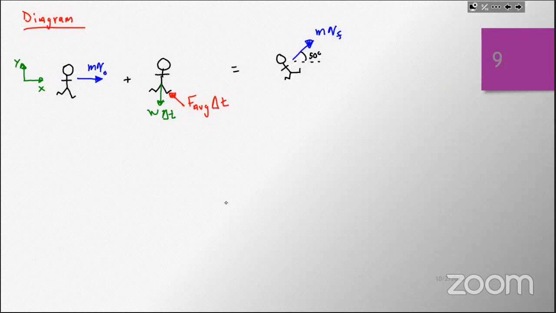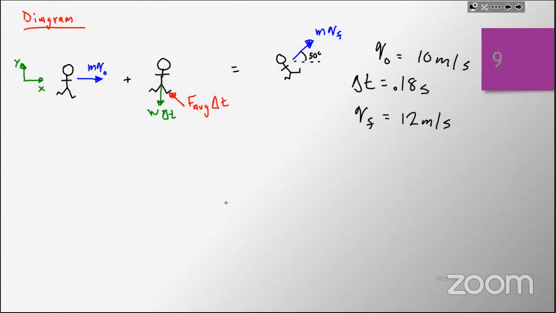What were we told here? We were told that V naught was 10 meters per second, right? So we want to write down our knowns. We know that delta t is equal to 0.18 seconds. And we know that V sub f is equal to 12 meters per second at an angle of 50 degrees, which we have drawn there. We'll hold those off to the side. We'll save them for later.